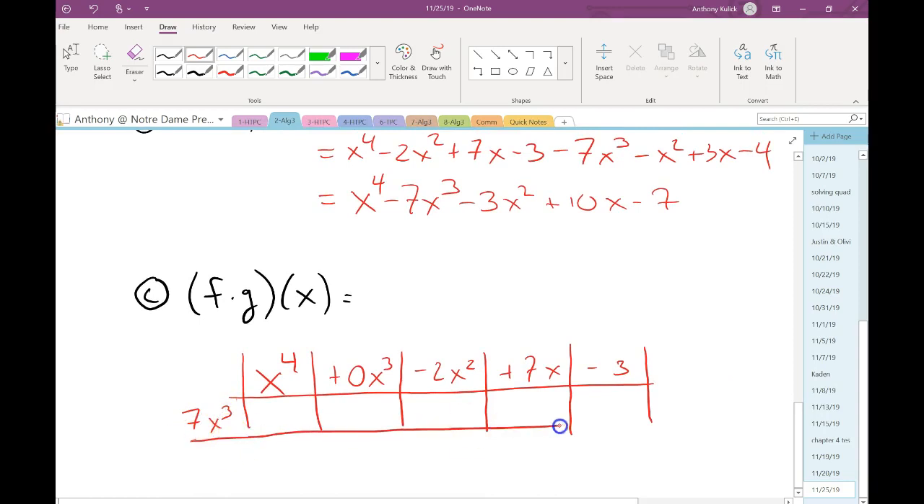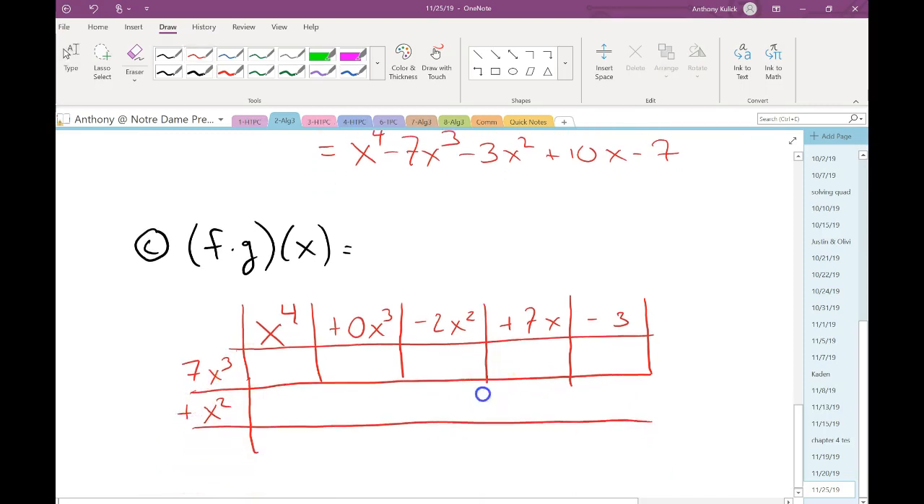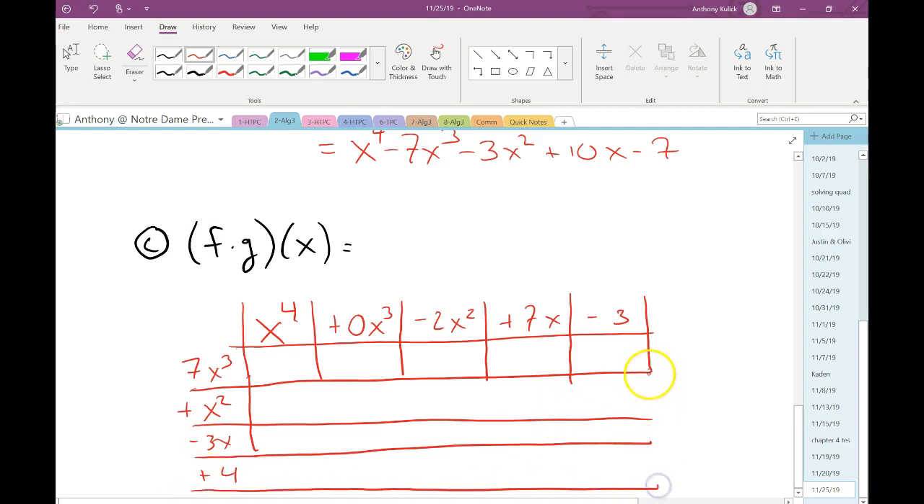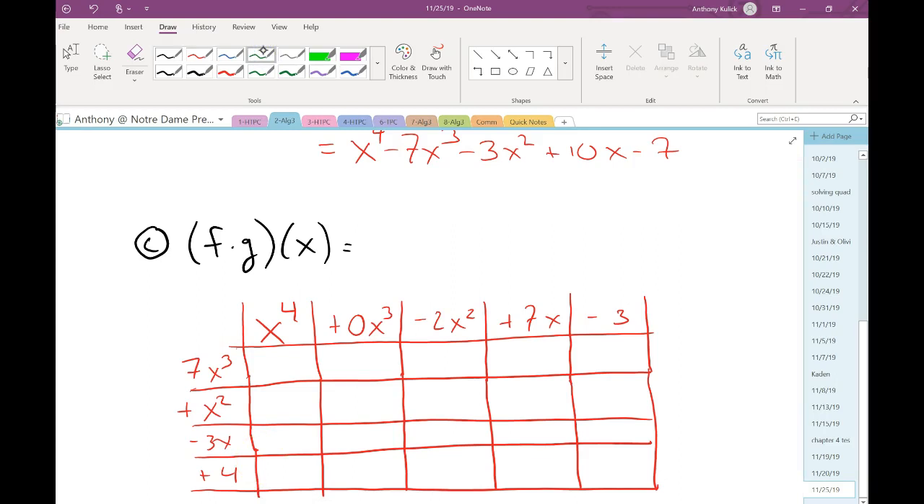And then going down the other side, I have 7x cubed plus x squared minus 3x, and then plus 4. Everybody okay with how I set my grid up? Okay, now we just have some multiplying to do. So the first box should be 7x to the 7th.